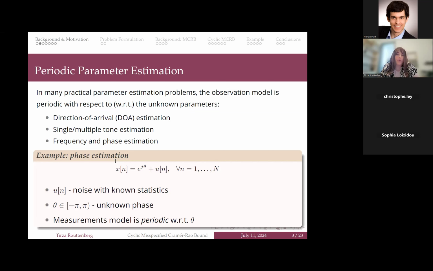For example, in direction of arrival estimation, in seismological data or radars and things like that. So here you can see a naive example of phase estimation. I have some observations of this phase and I want to estimate theta. Let's assume that I know the statistics of the noise, but this theta is between minus pi and pi, and the likelihood of this model is periodic. This is what we call periodic parameter estimation. And what I'm going to present here is what happens when the model is misspecified. For example, I assume some noise statistics, but this is not the true statistics.